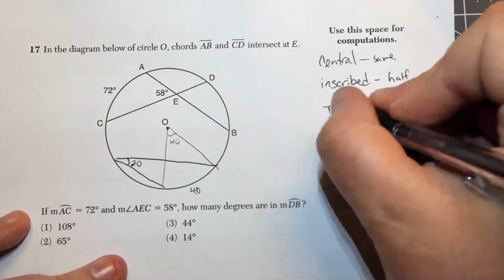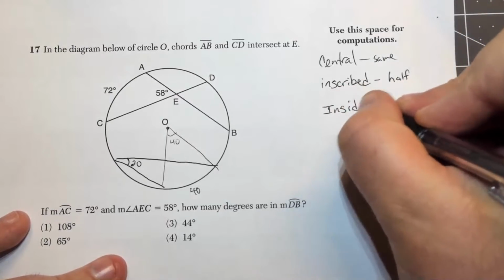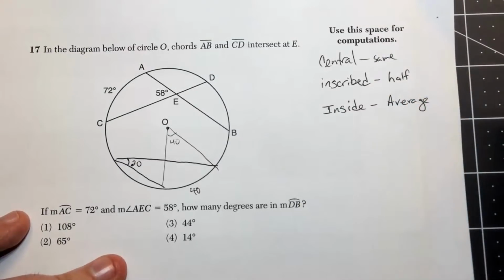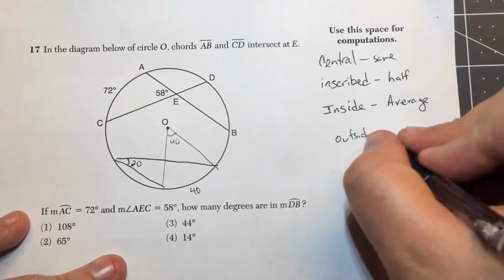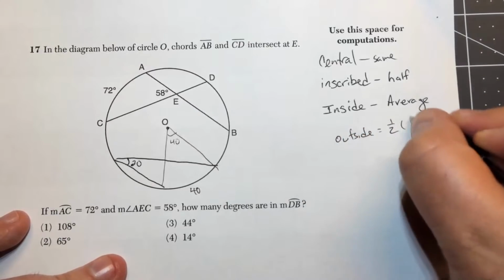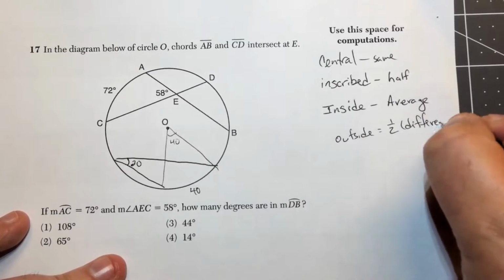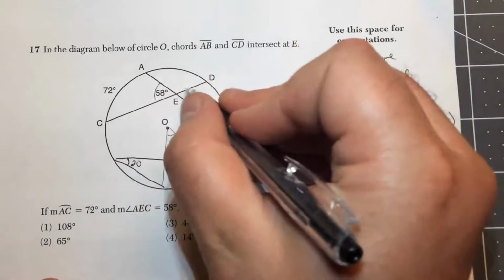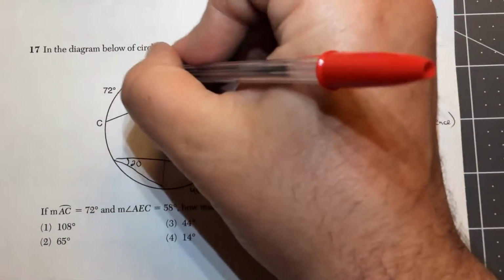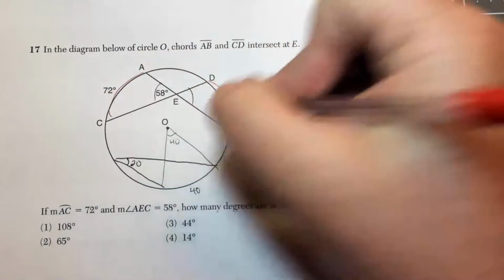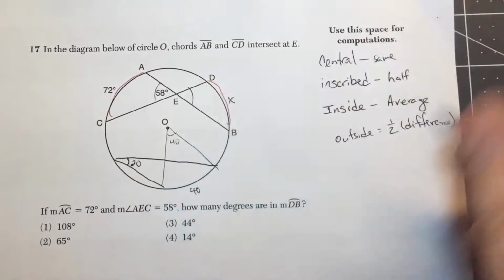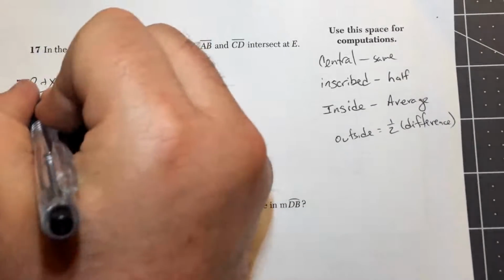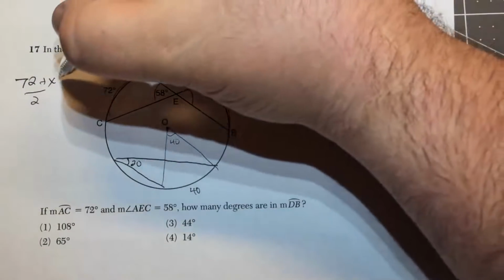We have angles that are drawn inside, which is the case here. This is the average of the arcs. And we have angles drawn outside, which is essentially just half the difference. So outside is different, and we subtract. So we're doing the average. That's it. These two line segments are cutting through and creating these two arcs. So we're doing the average of those two arcs. So we're doing 72 plus x divided by 2 is going to equal 58.